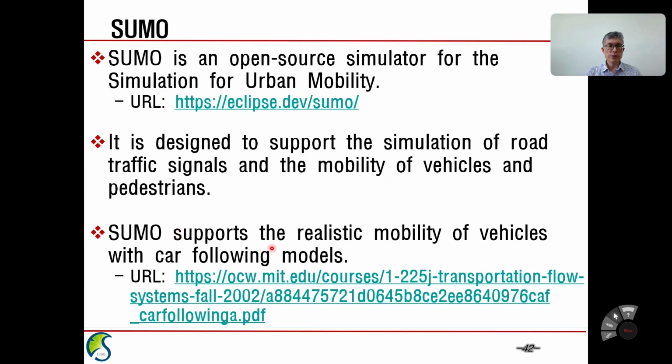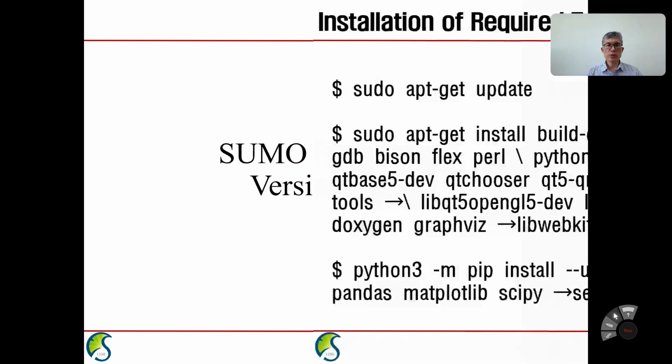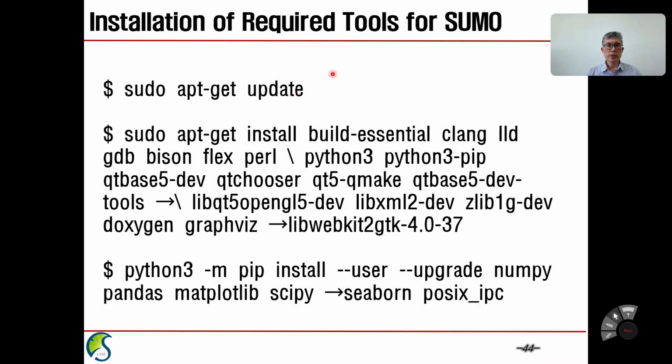SUMO supports realistic mobility of vehicles with the car following model. So the car following model is: the car is moving, and the distance is maintained to avoid accidents. Okay, so it is a realistic mechanical model for vehicles. So you can install SUMO according to this. You can install the latest version, but currently our installation is a little older version.